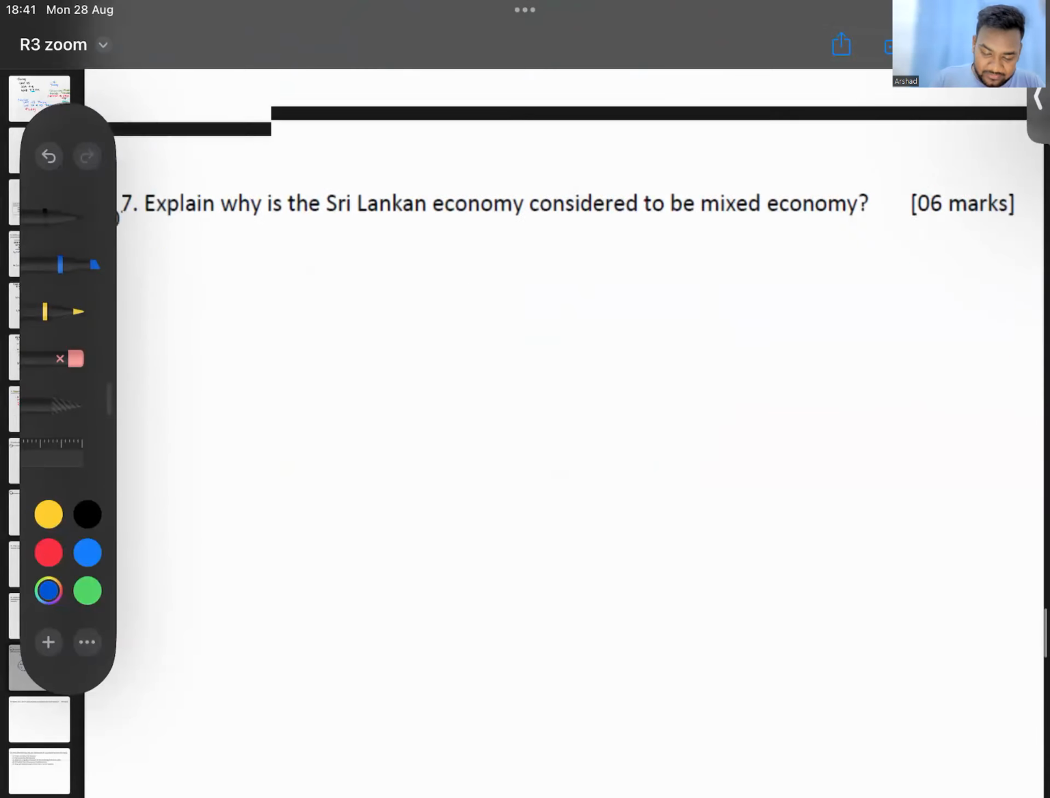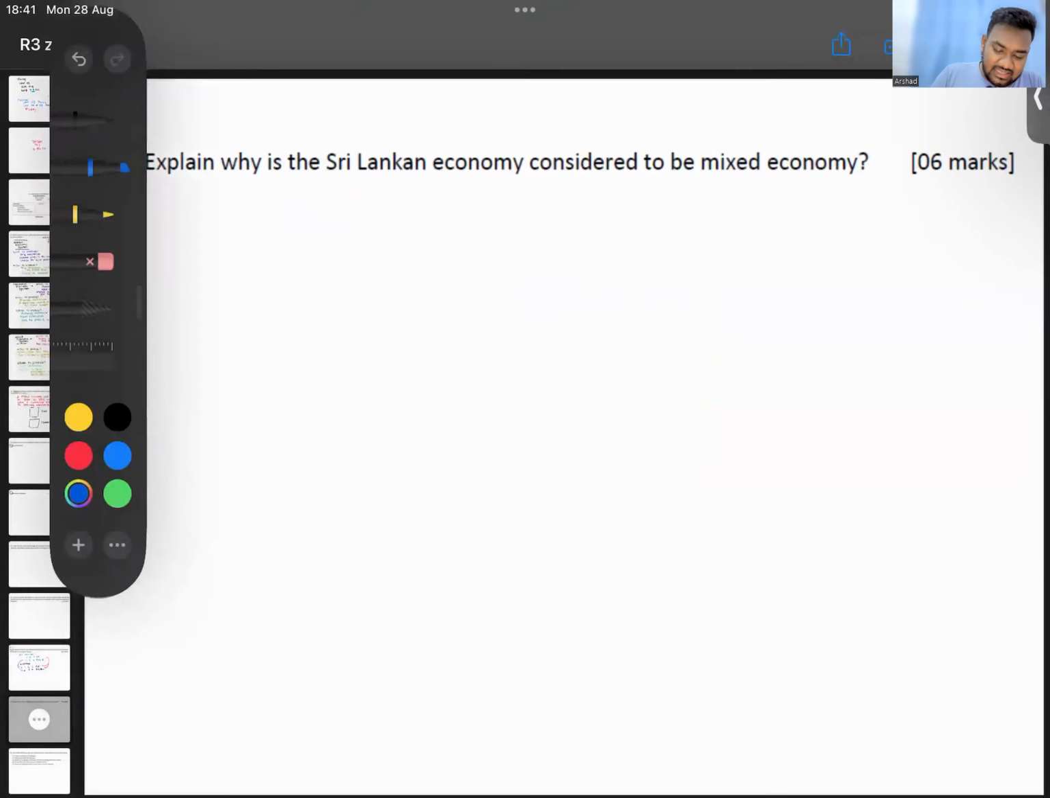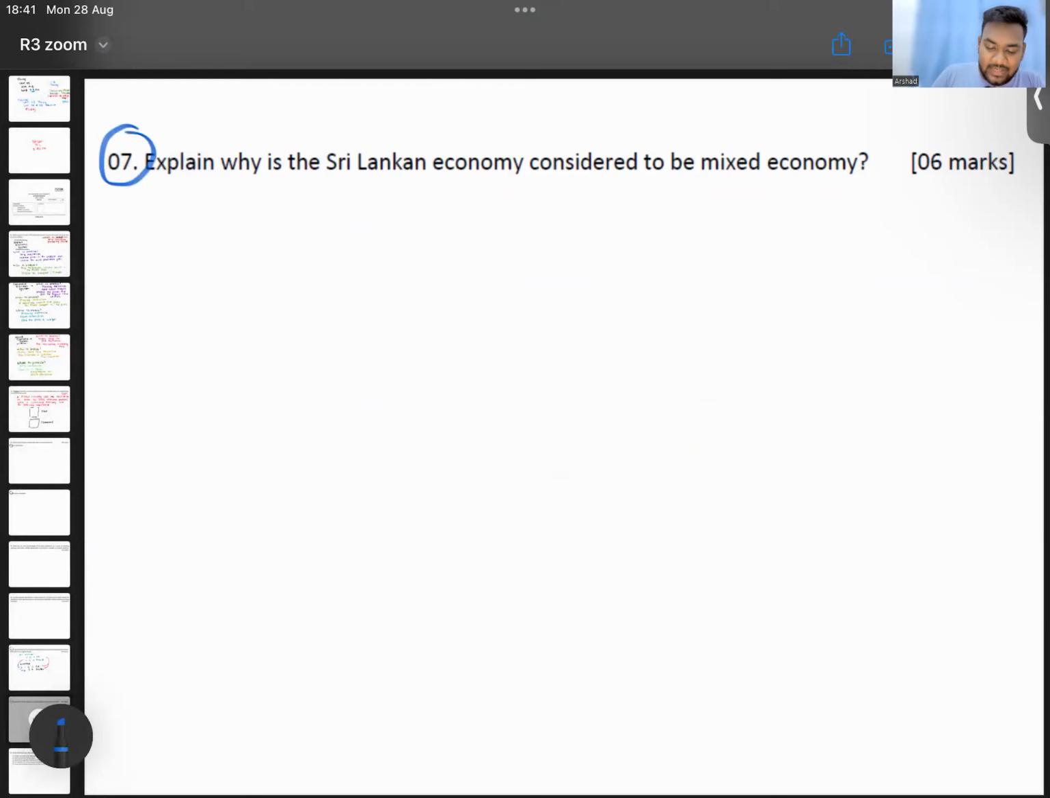Question number 7. Can you tell me this, guys? Explain why the Sri Lankan economy is considered a mixed economy. Why are we not a market or a planned economy? You can start off with defining what a mixed economy is. It's a 6-mark question, so you start off with defining.